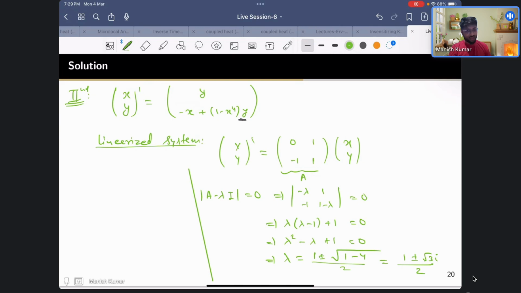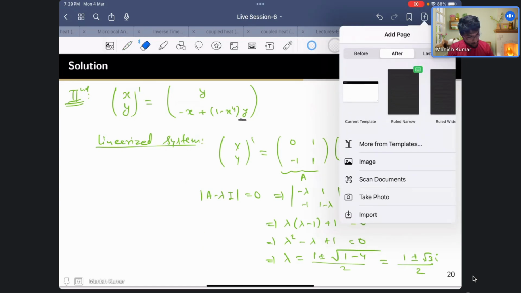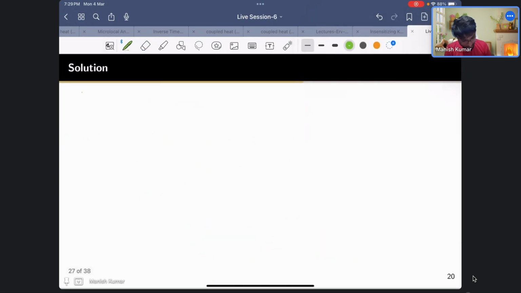Okay, so the eigenvalues we got are complex, with the real part greater than 0. So from here, what we can say, maybe let me go to the next page. Okay, so (0, 0) is an unstable equilibrium point for the linear system.